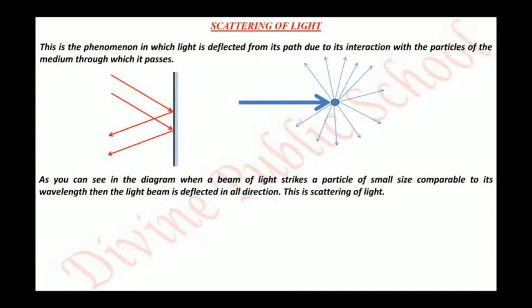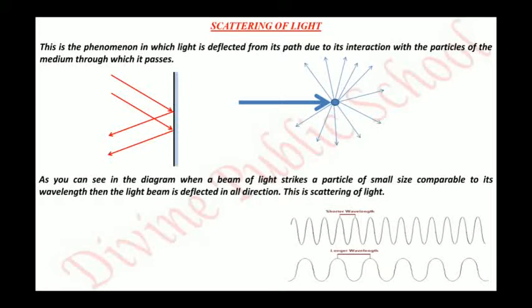But I have told you one thing, that the size of the particle should be comparable to the wavelength of the light. Why am I saying so? Let me give you an example. Suppose we have two waves. One has a small wavelength, and the other has a longer wavelength. The wave goes in the form of crest and trough. We are talking about light only. Light is a transverse wave, so it goes in the form of crest and trough.